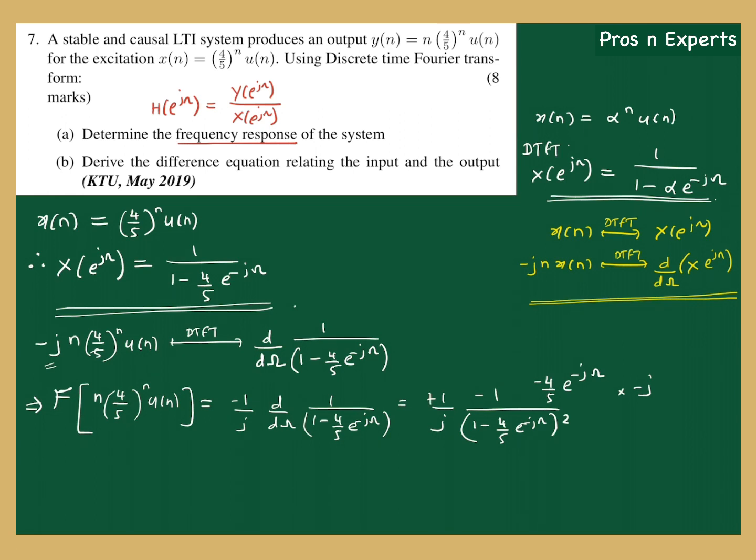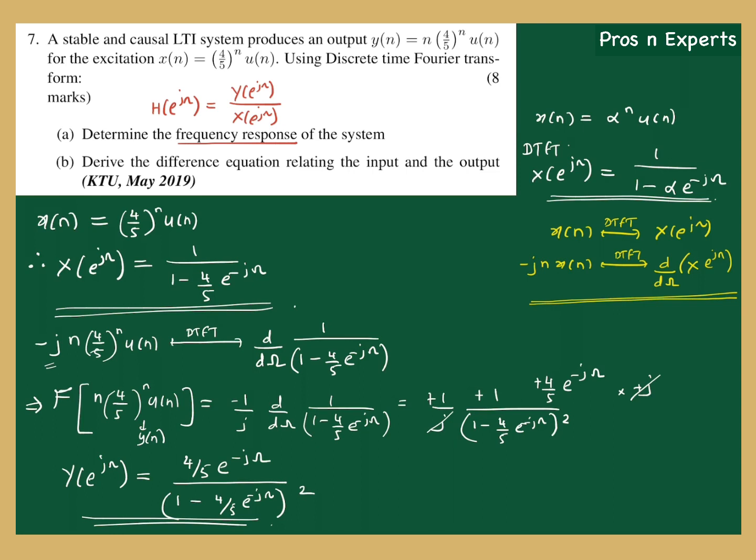I can take this to negative times positive, here also we have positive, and there is a j and j cancelling here. So the Fourier transform of n into (4/5) raised to n u of n is nothing but y of n. The Fourier transform of y of n is Y of e raised to j omega, which is straight away obtained as 4 by 5 e raised to minus j omega whole divided by 1 minus 4 by 5 e raised to minus j omega the whole square.